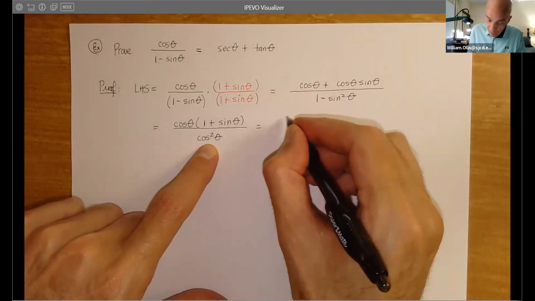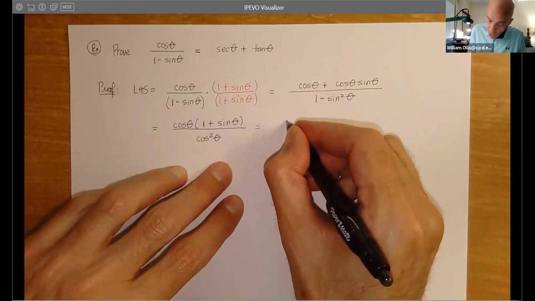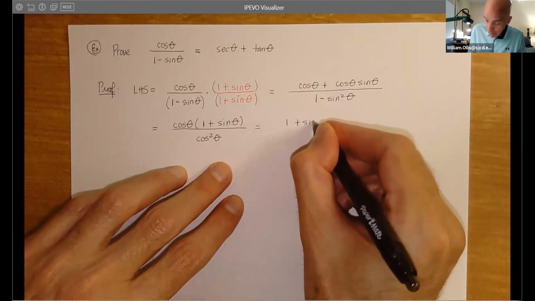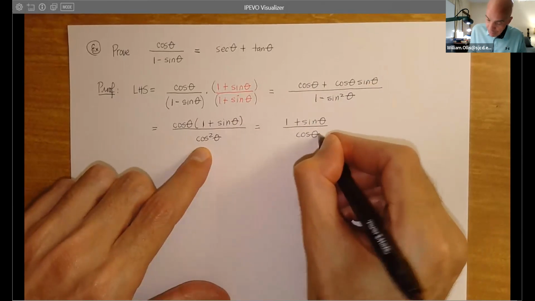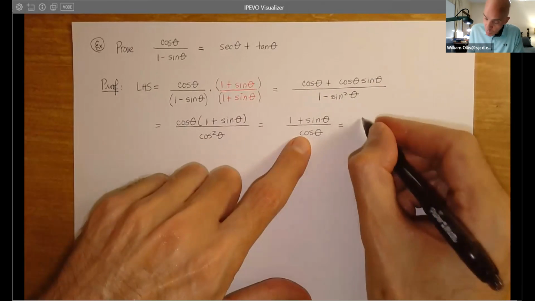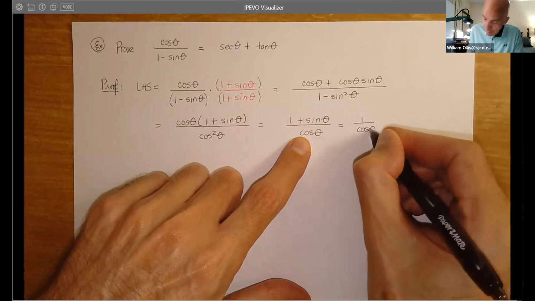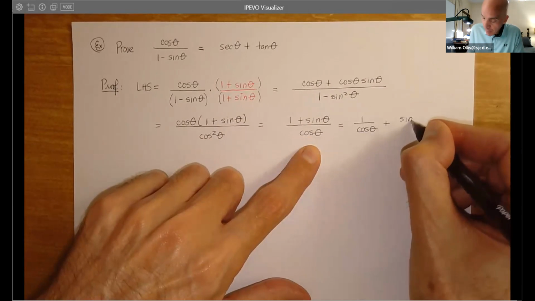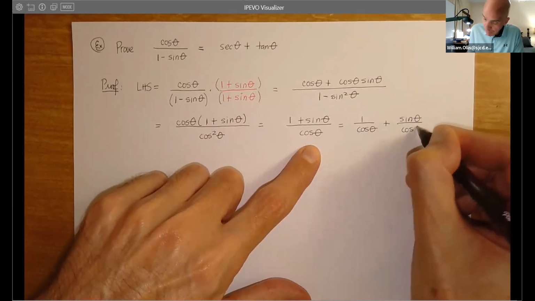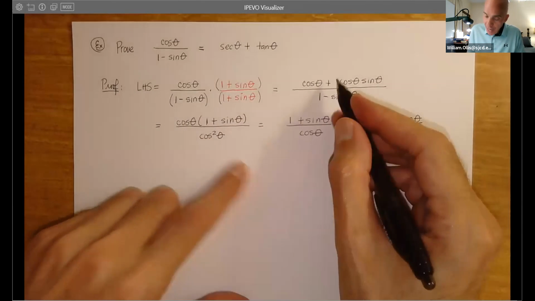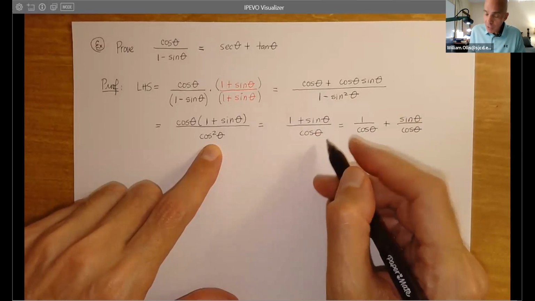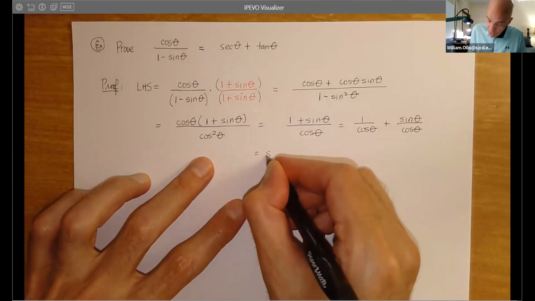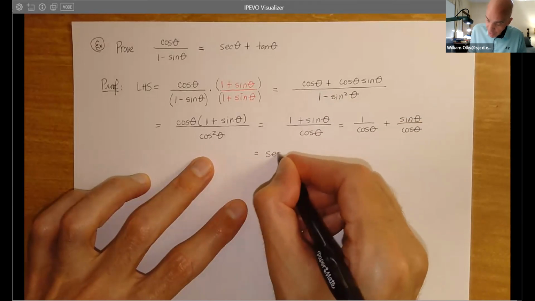But now we get what? The cosines absorb. So we get 1 plus sine theta divided by cosine theta. And now, of course, this is just 1 over cosine theta plus sine theta over cosine theta. So if you left it unfactored, then you could just take the ratios here, break up the fractions and get the same answer. And so now by definition, this is secant theta plus tangent theta, which is the right-hand side.